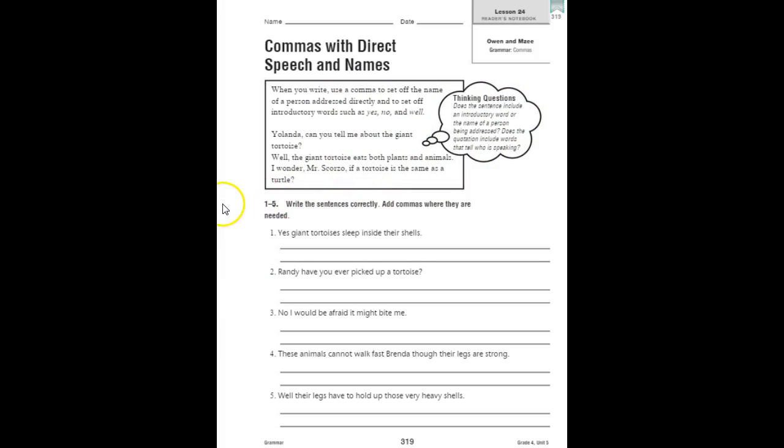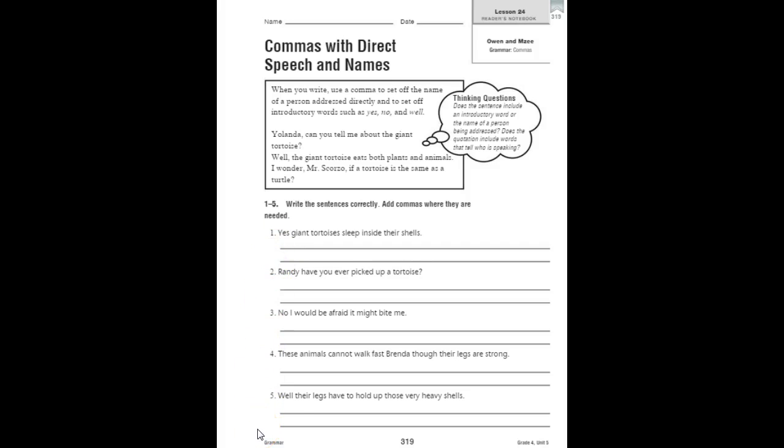You're going to write the sentences correctly, adding commas where they are needed. Remember to ask these thinking questions. Does the sentence include the introductory word or the name of the person being addressed? Or does the quotation include words that tell who is speaking? So the first one, yes giant tortoises sleep inside their shells. Where would the comma go in that sentence? Right, we have an introductory word yes, so our comma would be after the word yes before giant. Yes, comma, giant tortoises sleep inside their shells.